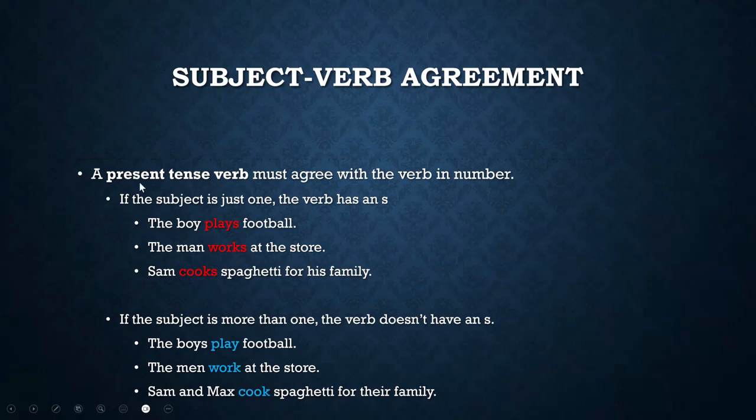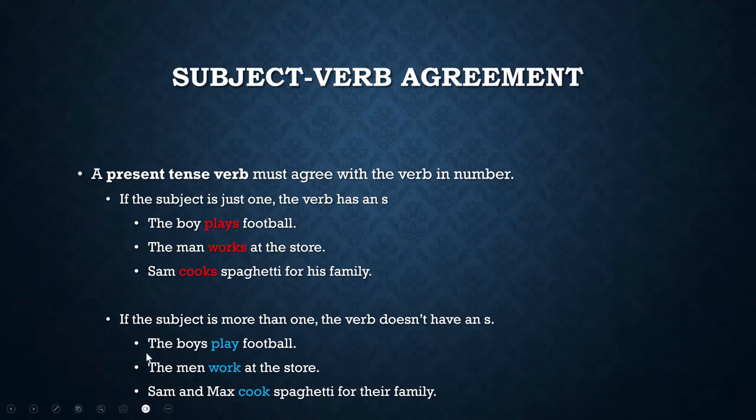Subject-verb agreement. Okay, so a present tense verb must agree with the subject in number. If the subject is just one, the verb has an S. The boy plays football. See the S? The man works at the store. Sam cooks spaghetti for his family. Those are verbs with S's on them.